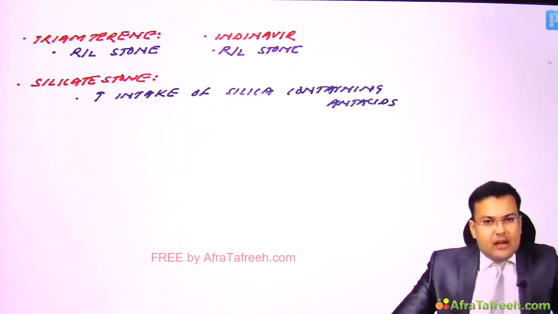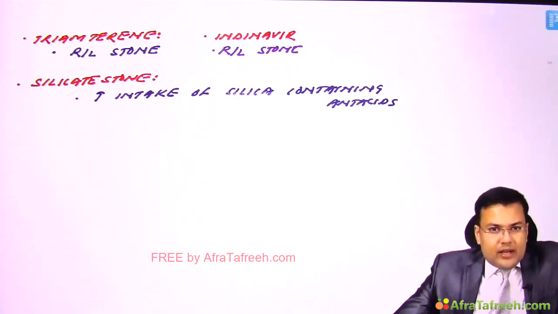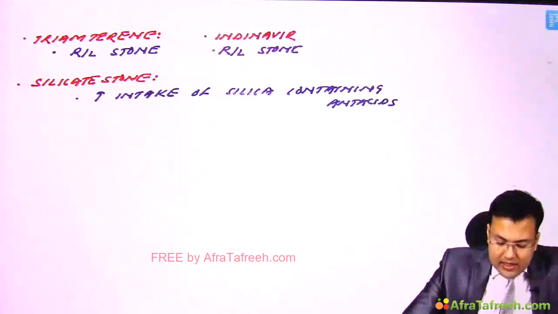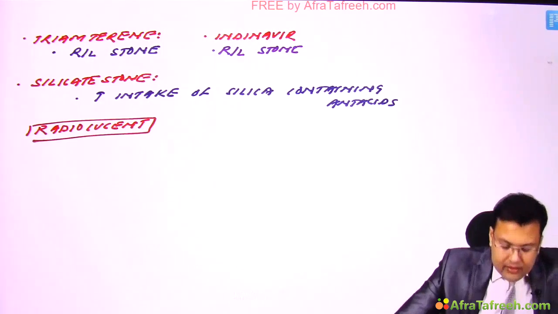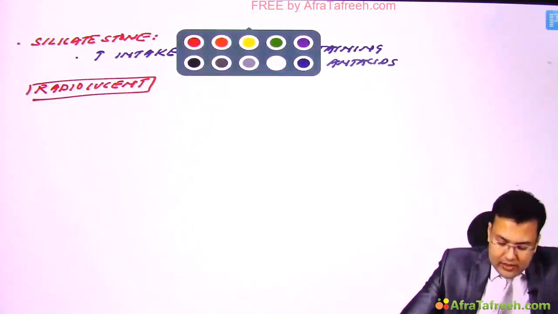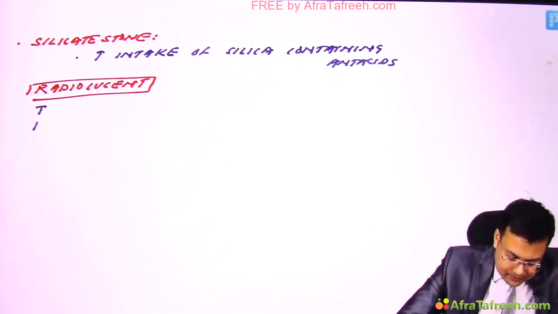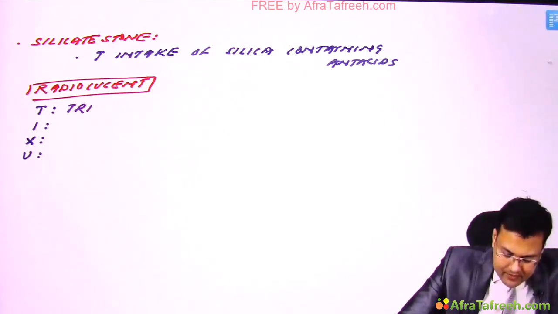Simple. After that, indirect questions are asked: out of these stones, how many are radiolucent, and which ones are radio-opaque? So what are the radiolucent renal stones? There is a mnemonic to remember, and the mnemonic is TICSU. TICSU is radiolucent. So what is the full form? Clear? So T means triamterene.